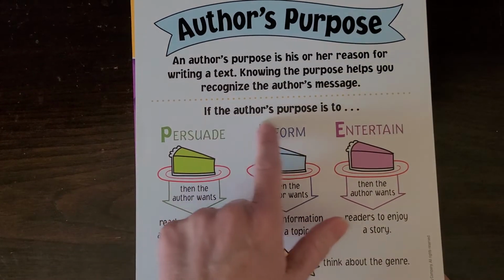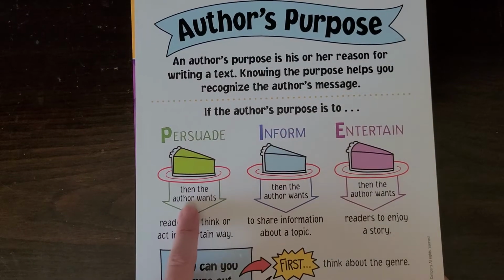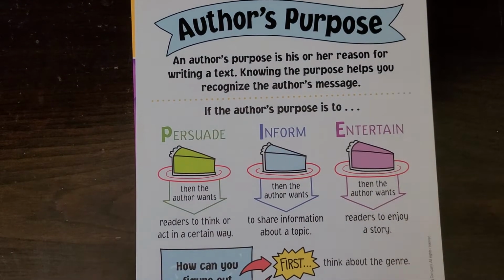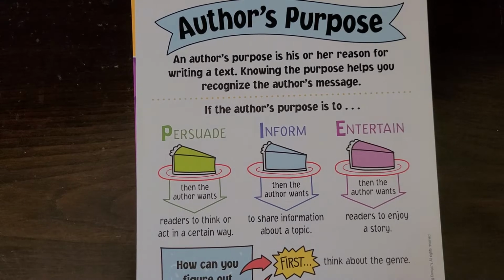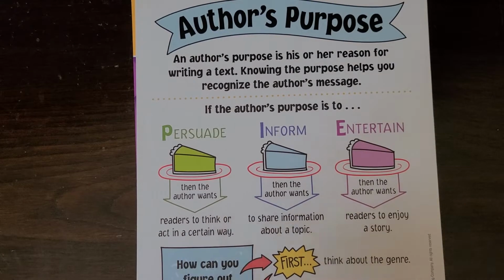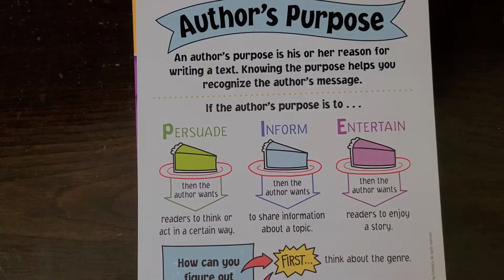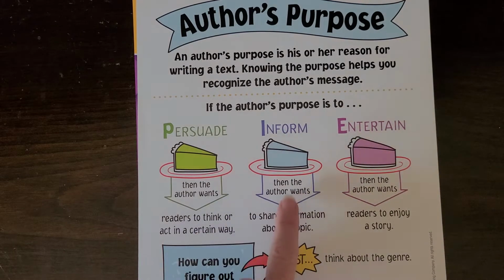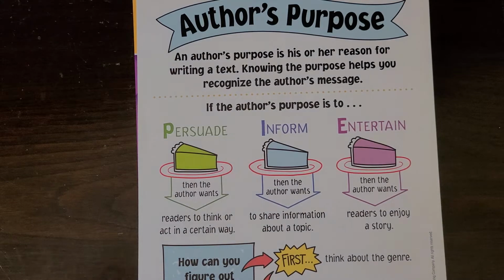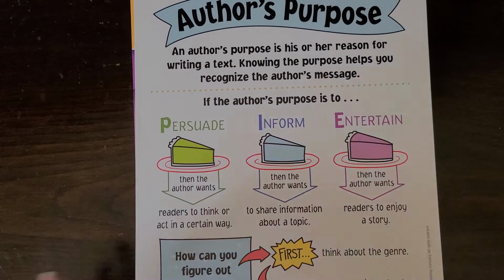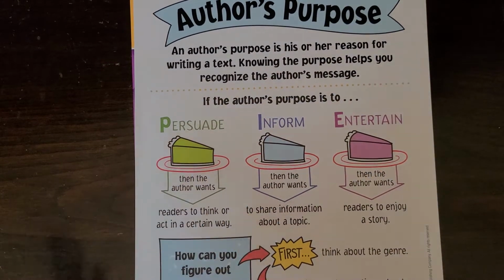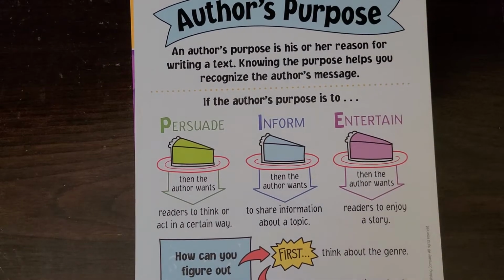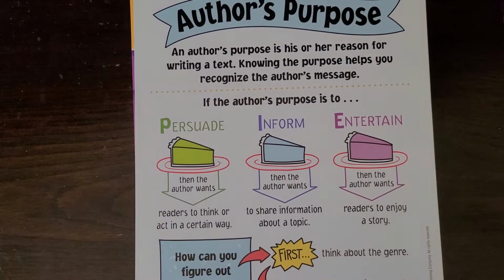So if the author's purpose was to persuade you, which means to get you to do what they want you to do or think the way they want you to think, then the author is trying to get you to think a certain way or act a certain way. If the purpose is to inform, then the author wants to share information about that topic. So it's just giving you information about whatever topic the story is on, or the text is about.